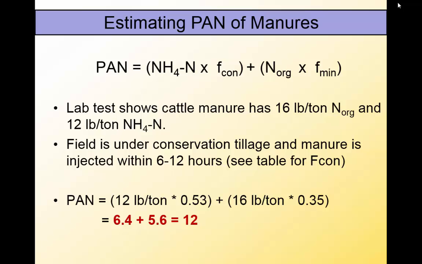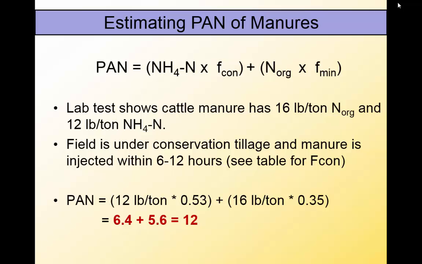So you might get a question like this. Lab test shows that cow manure has 16 pounds per ton organic nitrogen and 12 pounds per ton ammonium. The field is under conservation tillage and manure is injected within 6 to 12 hours. So they give you all these variables. You go and look at your table. 12 pounds per ton times 0.53. That's your mineralization rate. That's how much is released. 16 pounds per ton times 0.35. That's how much is conserved. Add that together. You have your plant available nitrogen.